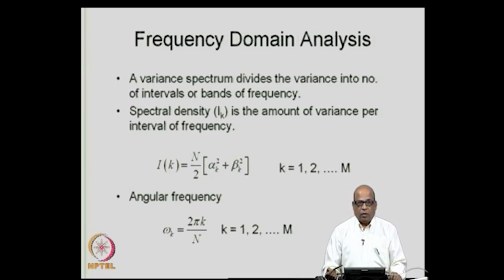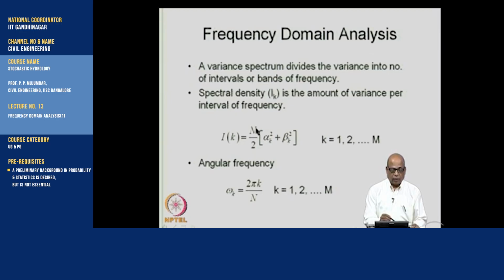interpretations of this. The way we have introduced the spectrum is called the variance spectrum. It divides the observed variance into a number of intervals of frequency, or bands of frequency, and the spectral density, as we write here, indicates the amount of variance per interval of frequency. So, we write the spectral density I k as n by 2 times alpha k square plus beta k square, written for k is equal to 1 to m, m is the maximum lag.